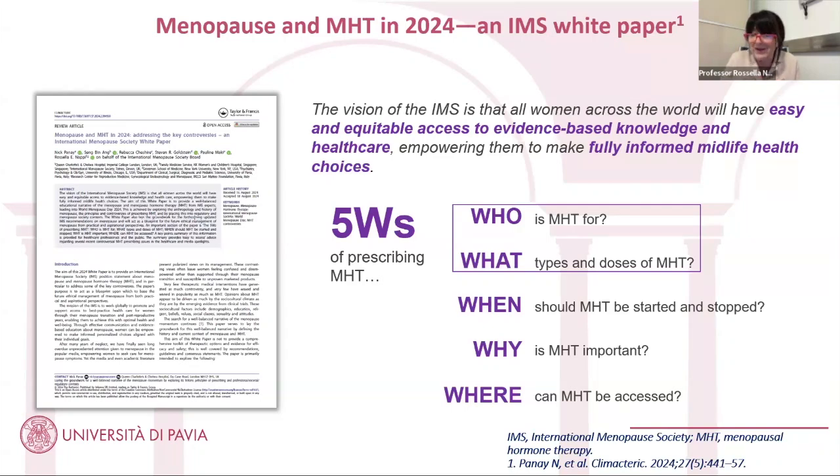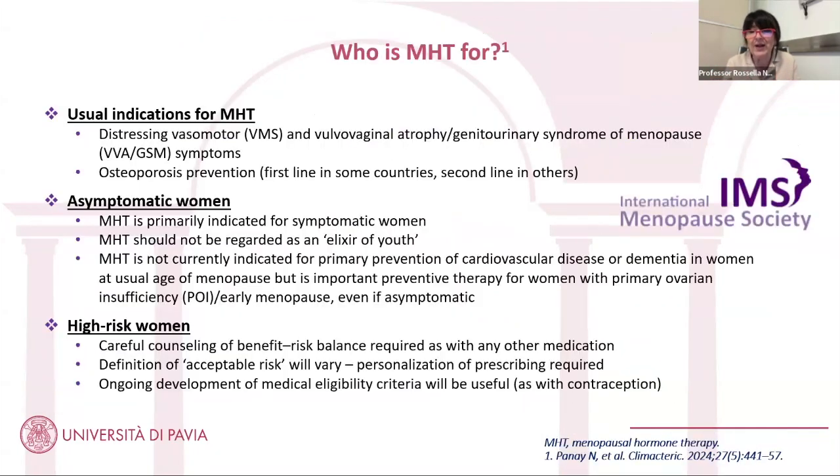Who are the women? They are good candidates for menopause hormone therapy, and elaborating a little bit more on the type and the dose of the menopause hormone therapy, focusing our attention, of course, on the perimenopausal transition. I'm sure you know the indications. We said already, distressing symptoms, vulvovaginal atrophy, genitourinary syndrome of menopause. Think about that osteoporosis prevention is very important. In some countries it is second line, such as in mine. In some others it is first line.